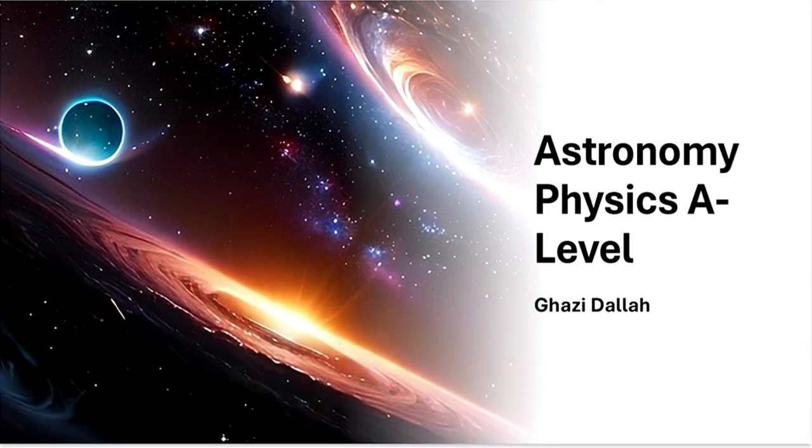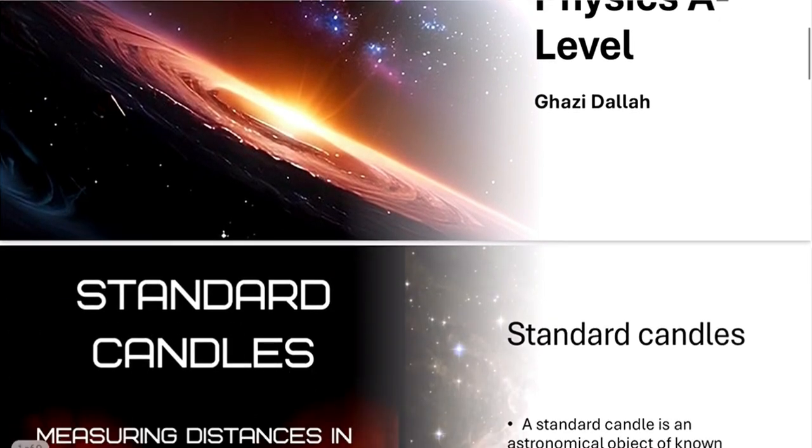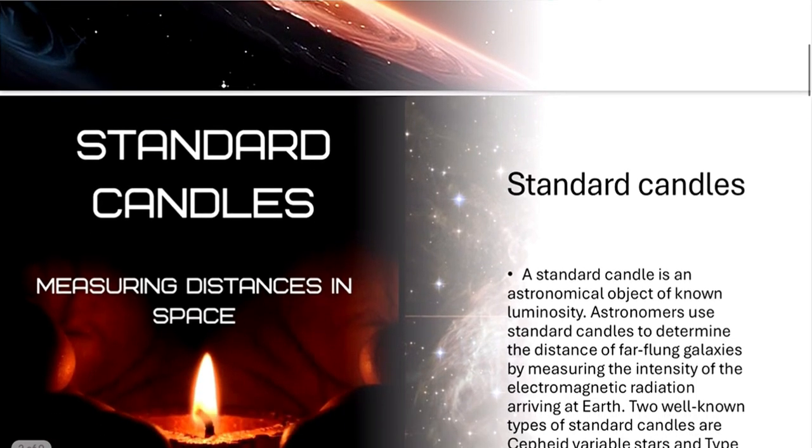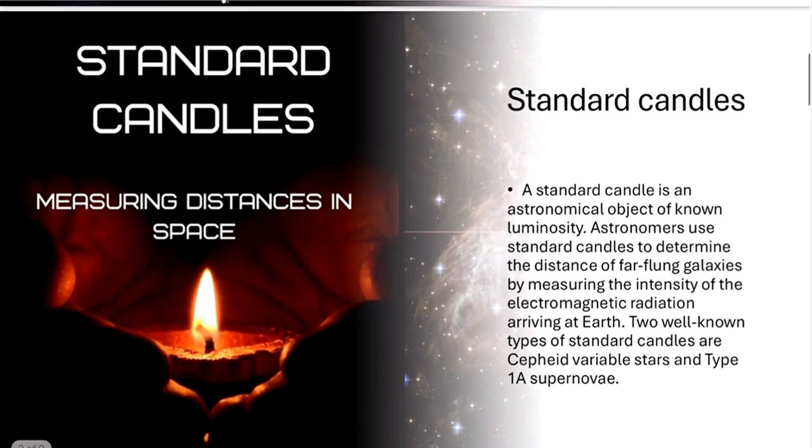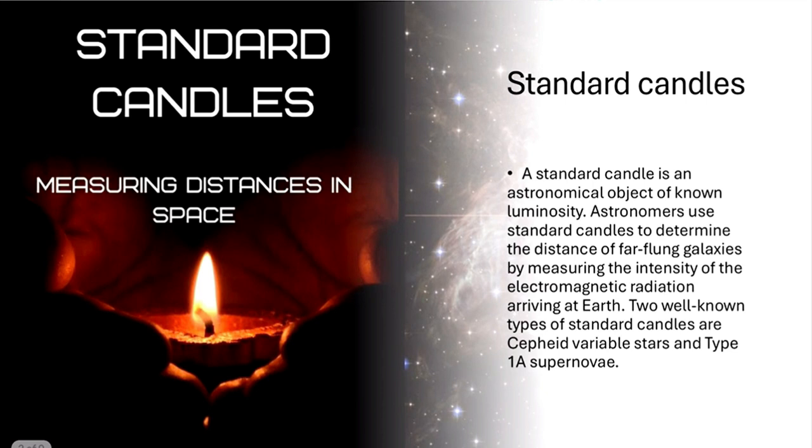Hi everyone. Astronomy for A level starts with a definition for standard candles, which are used as an astronomical object, as a reference object exactly, with a specific luminosity. And relating this luminosity could serve us to find the distance to Earth.